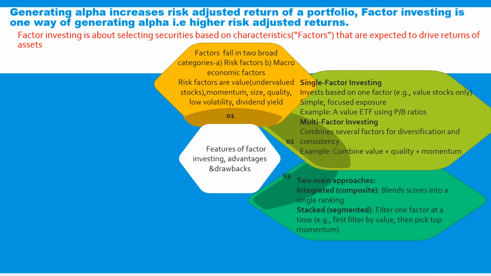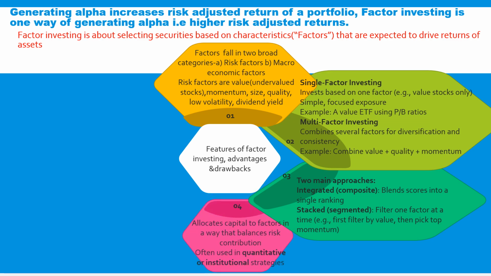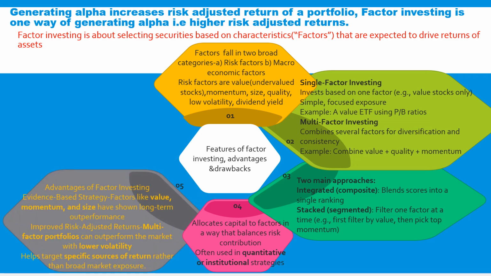There are two more main approaches: integrated or composite, which blends scores into a single ranking, and stacked, which filters one factor at a time. Example, first filter by value, then pick top momentum. Another approach allocates capital to factors in a way that balances risk contribution, often used in quantitative or institutional strategies.